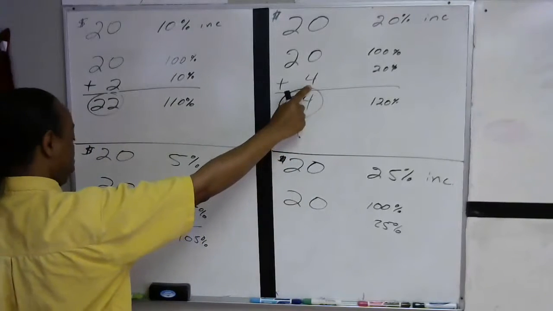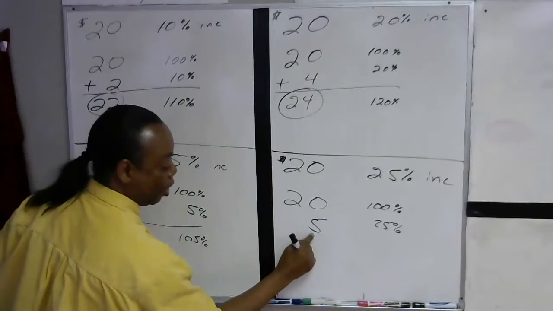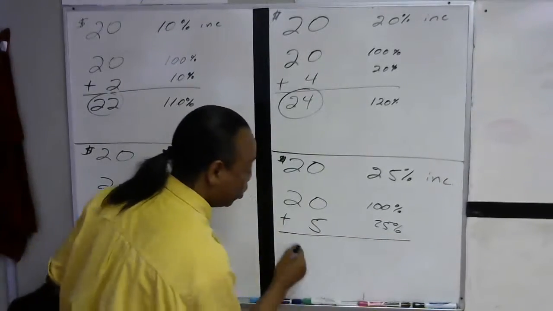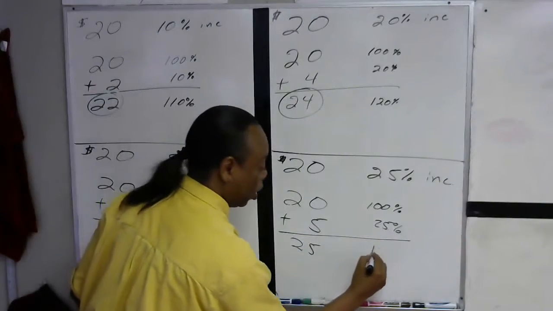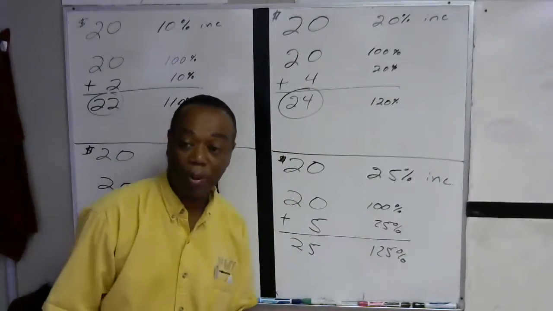So we'll put the 4 and 1 together. 4 plus 1 is 5. 5 represents 25%. Now let's increase it by adding 20 plus 5. You get 25. And this represents 125%, which is a 25% increase.